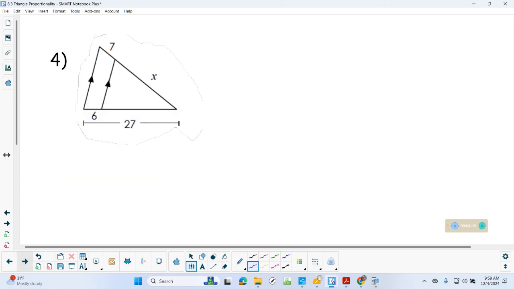Okay, so here we go. Same thing. I don't know why I always tend to start on the side with the variable. You can start on any side, obviously, you'll get the same answer, but I see the X and the 7, so that just kind of draws my eye. Now again, it doesn't matter if you do a 7 over X or X over 7. We just have to keep everything lined up. I'm going to go X over 7.